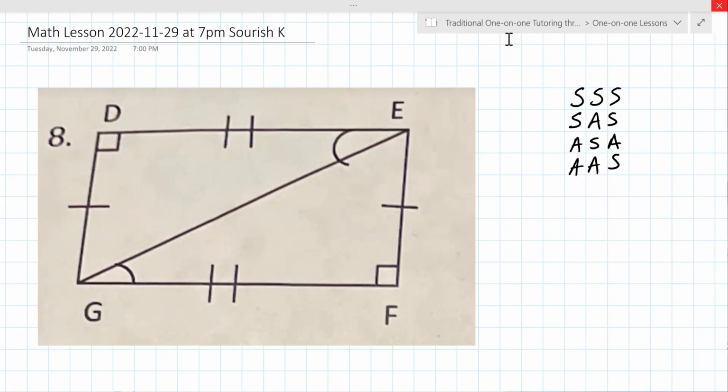Now, when you look at this picture here, the question for you is, well, what do you have here? There's actually many options here. Does anything stand out to you in this picture for one of these four options? Like, first of all, are all the sides congruent? See how DG is congruent to EF?